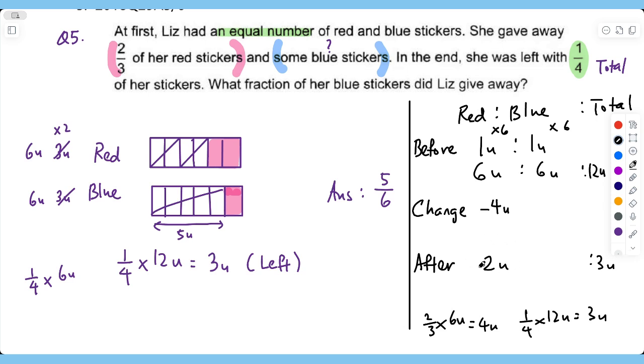Since she's left with 2 units of red, and the total units she's left with is 3 units, that means blue must be 1 unit. And since she's left with 1 unit of blue, that means the change here must be minus 5 units. So she gave away 5 out of 6 of her blue stickers. So the answer will still be 5/6.